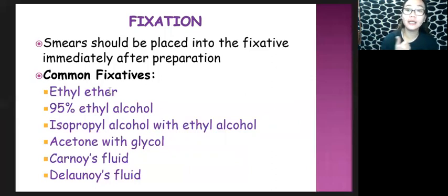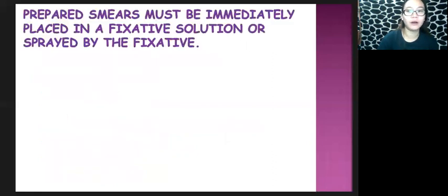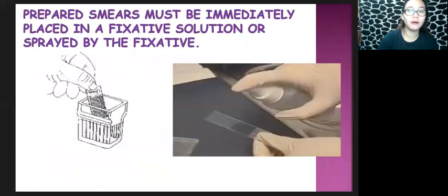Okay, in addition to these two, we can also make use of your isopropyl alcohol with ethyl alcohol. We can also make use of your acetone with glycol, your Carnoy's fluid, Bellonoi's fluid. We can also make use of your Saccomanno's preservative or fixative. Right? So how do we fix your smear?